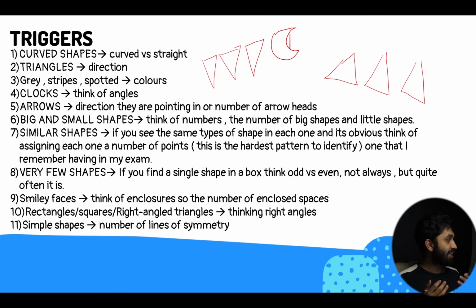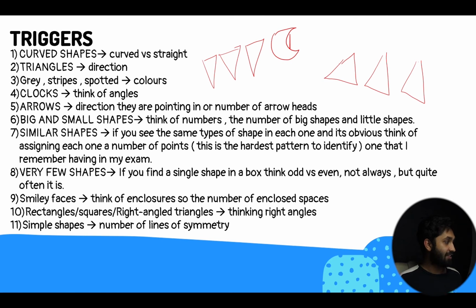Number 3, grey, stripes, and spotted. These could act as a trigger for colors. So you might have 2 spotted shapes and 1 striped shape and 1 grey shape in a set, and set B has slightly different, so these could act as a trigger for colors. Number 4, clocks. Every time you see clocks, think of angles. Number 5, arrows. They are indicating some sort of direction, so they are possibly pointing towards something or a certain direction, or it could possibly be counting up the number of arrowheads per box within a set.